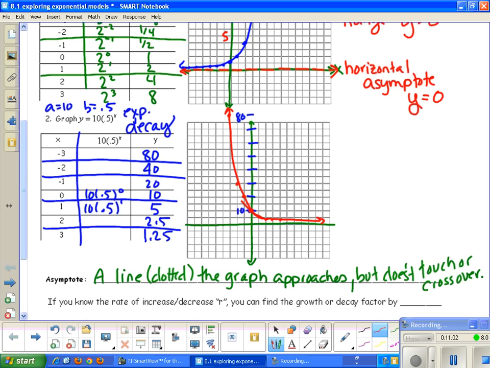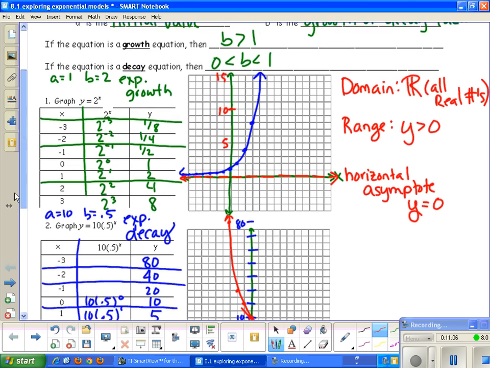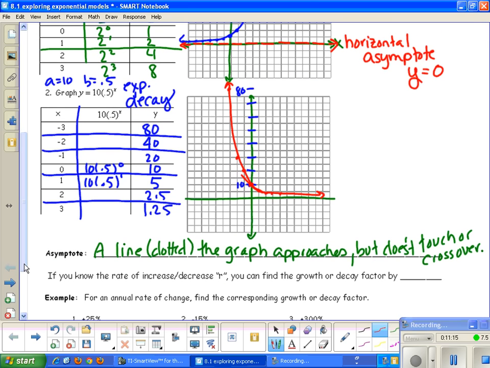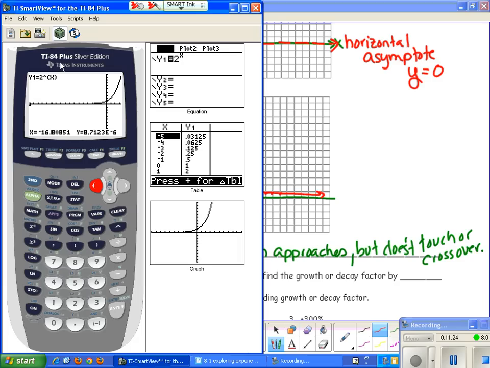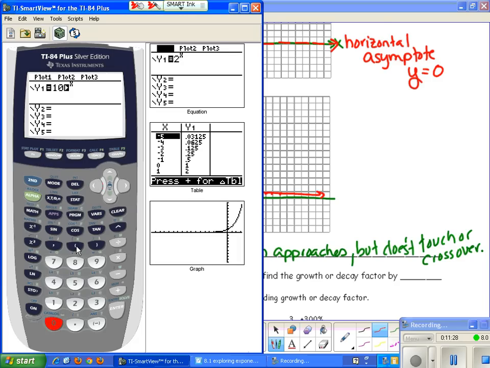So notice as we go from left to right on our graph, our y values are decreasing, whereas in the first one, as we moved from left to right on our graph, our y values were increasing. So that's how I knew it was exponential growth. And because these are decreasing as I move from left to right on my graph, that's how I know it's exponential decay. And again, even if I were to graph this in my calculator, y equals 10 times 0.5 to the x.